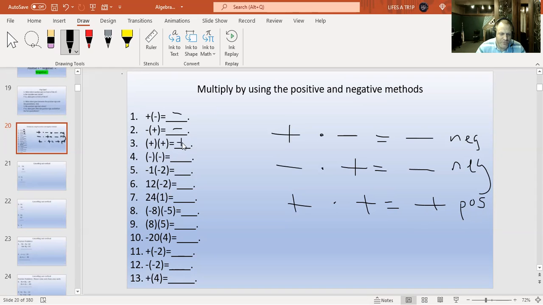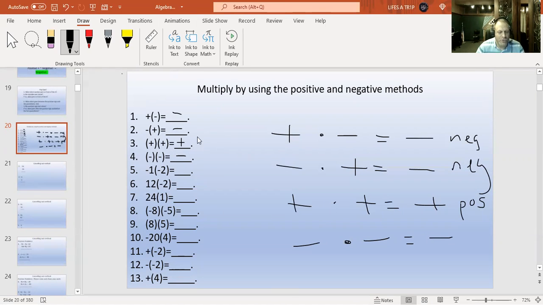All right, guys, write these down, number 1 through 13, and solve them on your own as I do these with you. All right, a negative times a negative equals a positive. So positive.